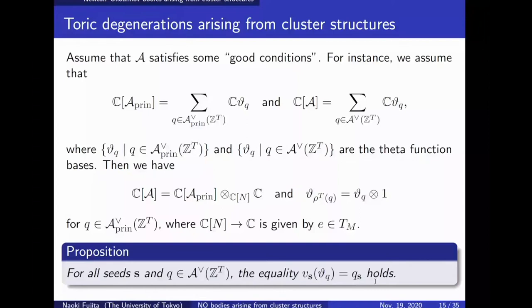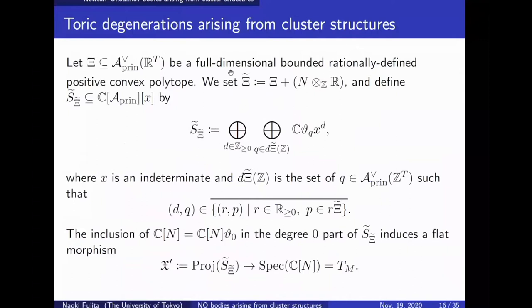Now let us take a full dimensional bounded subset chi in the tropicalization and assume some positivity and convexity. Let chi tilde denote the expansion of chi by N tensor R. Then it gives a C-algebra S tilde, which is defined like this. S tilde is graded by N, and the part of degree d consists of the span of such theta functions. Here, d chi tilde Z is, if d is non-zero, just the set of lattice points in d times chi tilde. But if d is zero, then this set is not zero, but contains N.